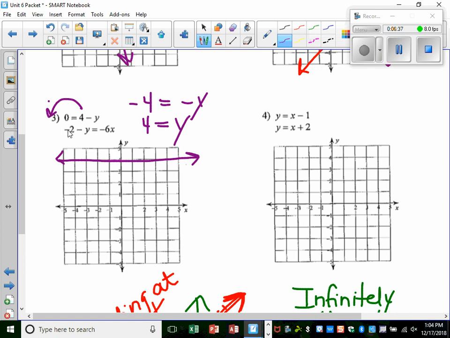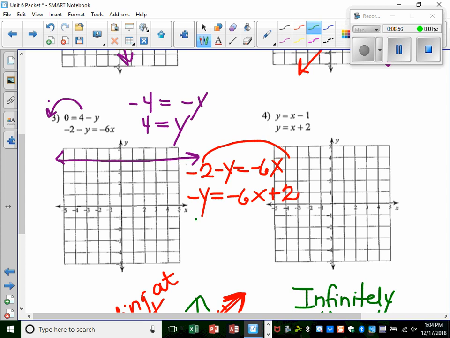So for this one, I need to solve this one for y. So I'm going to rewrite it over here. All right, I'm going to move the 2x to the other side. So that's negative y equals negative 6x plus 2, and then divide by the negative. So that's positive 6x minus 2. So here's my second equation that I need to graph.